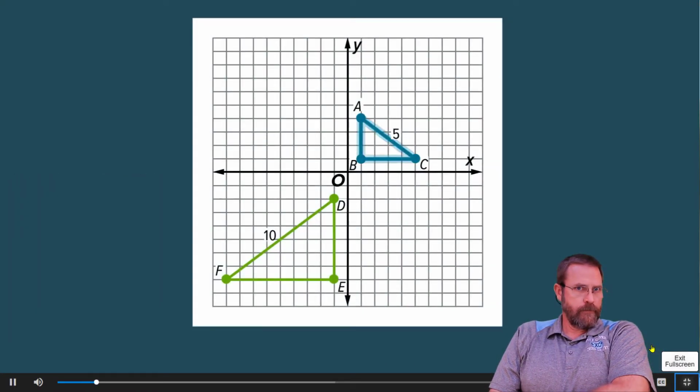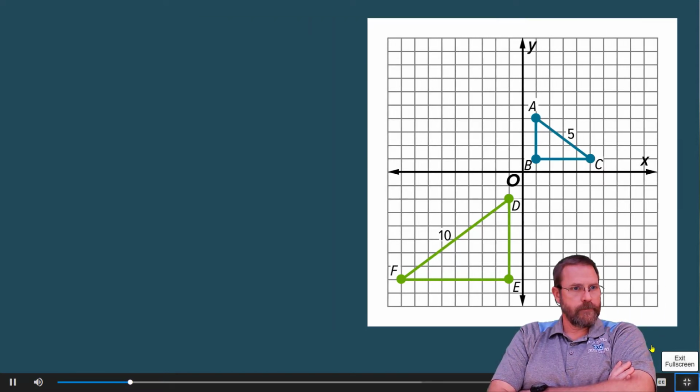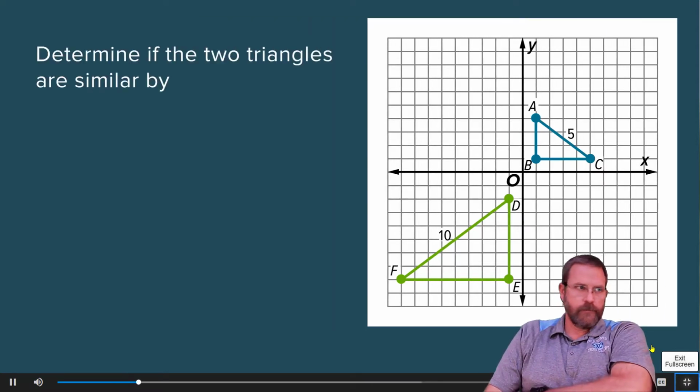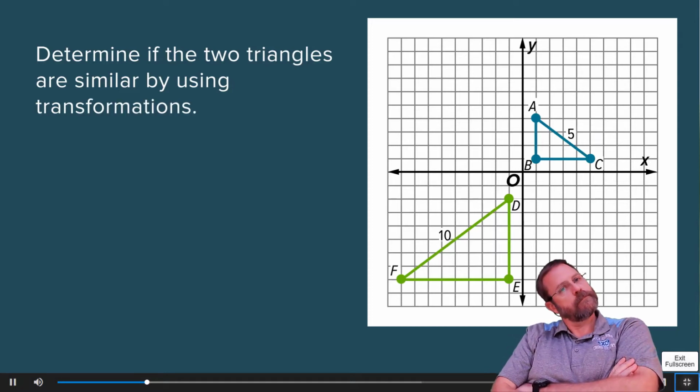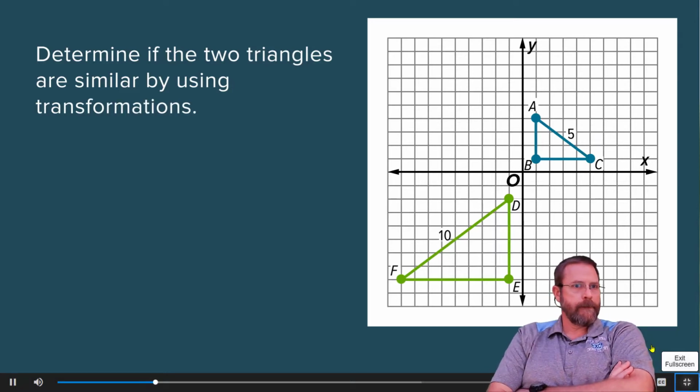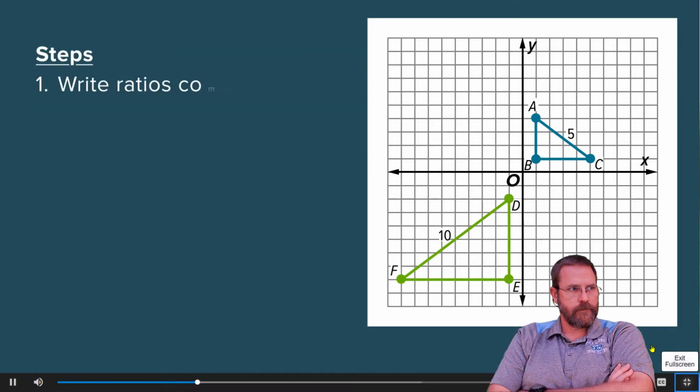Triangle A, B, C, and triangle D, E, F are shown on the coordinate plane. You can determine if the 2 triangles are similar by using transformations. First, determine if triangle D, E, F is the dilated image of triangle A, B, C. Write ratios comparing the lengths of each side.